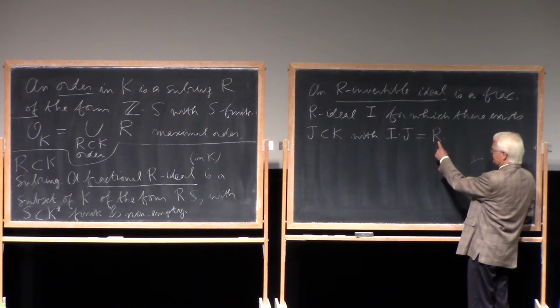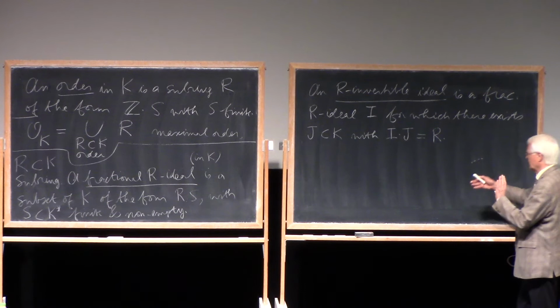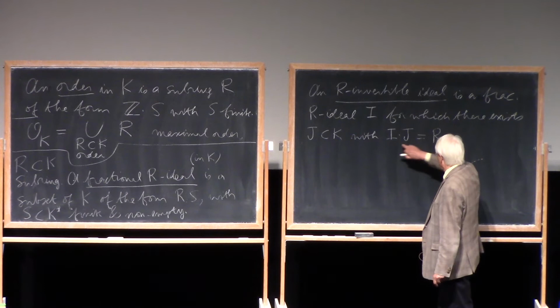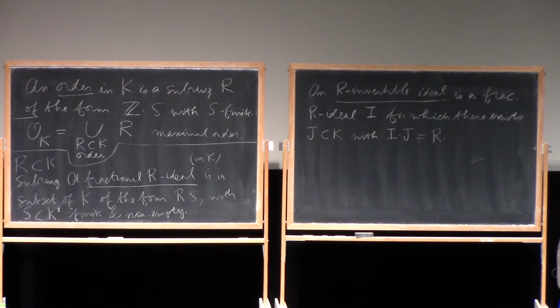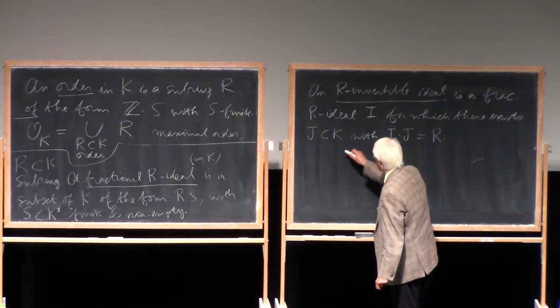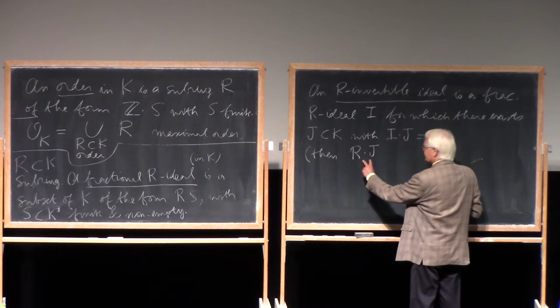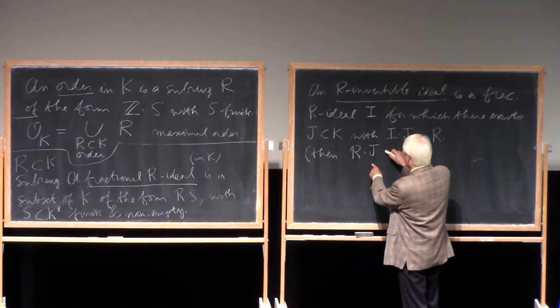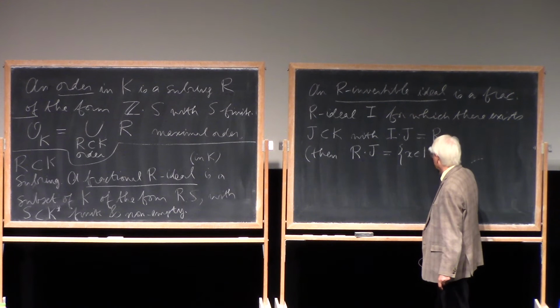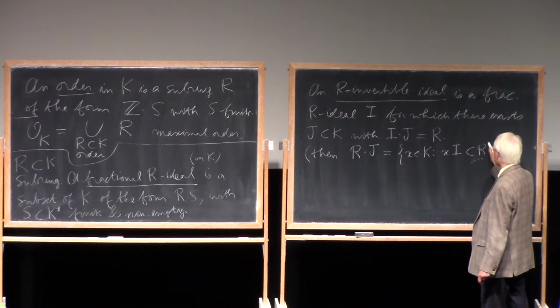R times an R ideal is that R ideal itself. So it is really a neutral element with respect to multiplication. And what you like to do is think of J as the inverse of I. But of course, then J should just be a subset. If this is true, then it is automatic that the ideal generated by J is actually finitely generated, so you can make J finite if it exists at all. Then this RJ is the set of all x's in K for which x times I sits in R. That will be called the inverse of I.